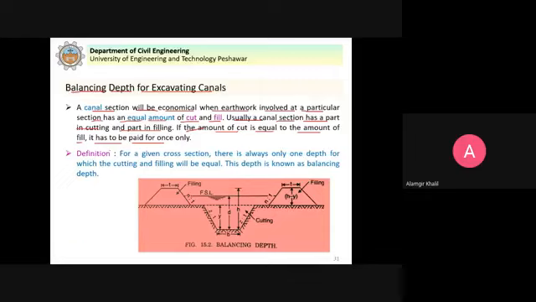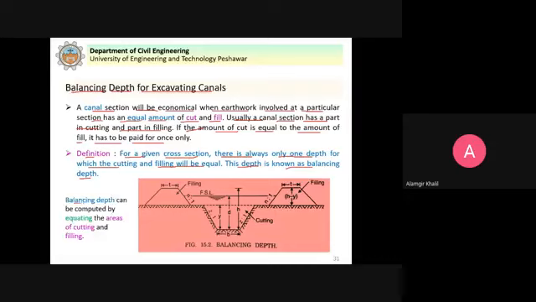Now, the definition of balancing depth. For a given cross section, there is always only one depth for which the cutting and filling will be equal. There will be one depth for which the area of cut is equal to the area of fill. This depth is known as balancing depth because it balances the two areas, area of cut and area of fill.